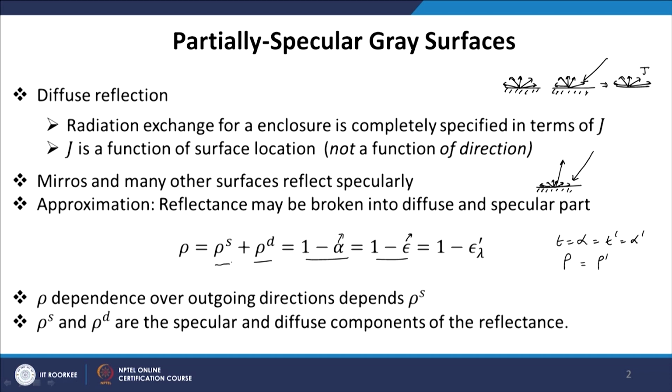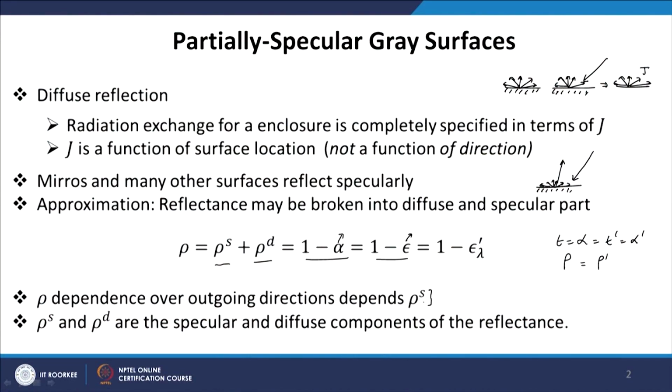Now, one may ask, how is the directional effect of specular reflection coming into play? The directional effect of specular reflection comes into play just through its dependence on rho s, which is not continuous, which is in a given direction. This point will be clear in the next slide.